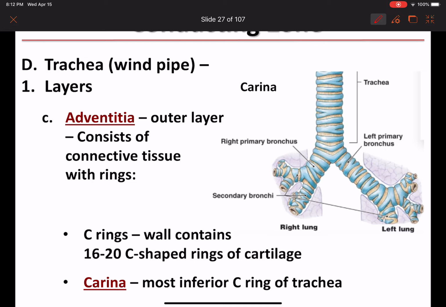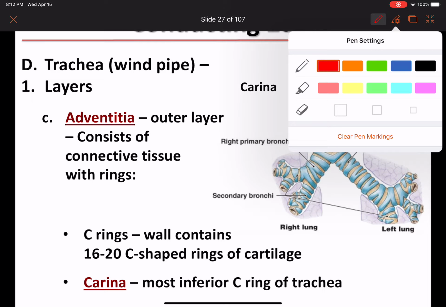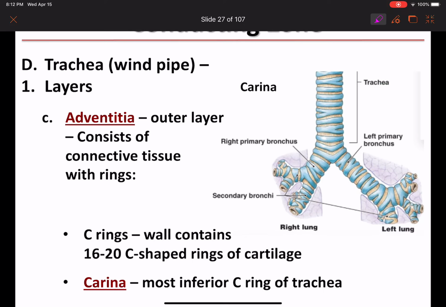We already went over the adventitia, the C rings. There's about 16 to 20 of them. Oh yeah, the carina. So the carina is the inferior most tracheal cartilage and represents where you see a bifurcation of the trachea into the two primary bronchi. So right here you can see the right primary bronchus, and then over here you can see your left primary bronchus.